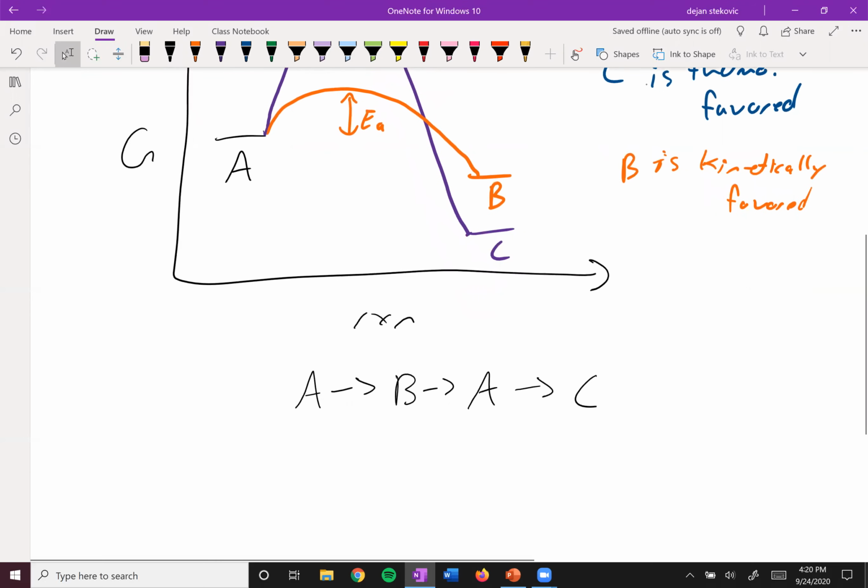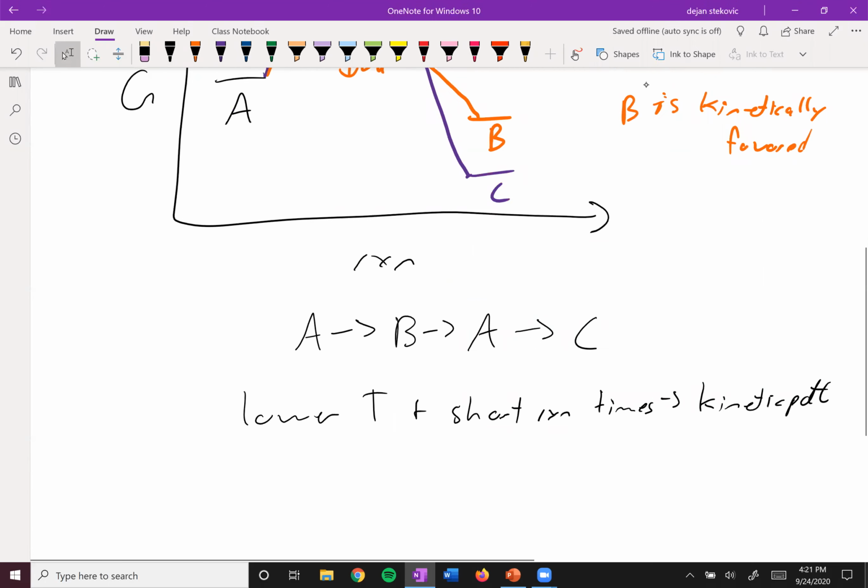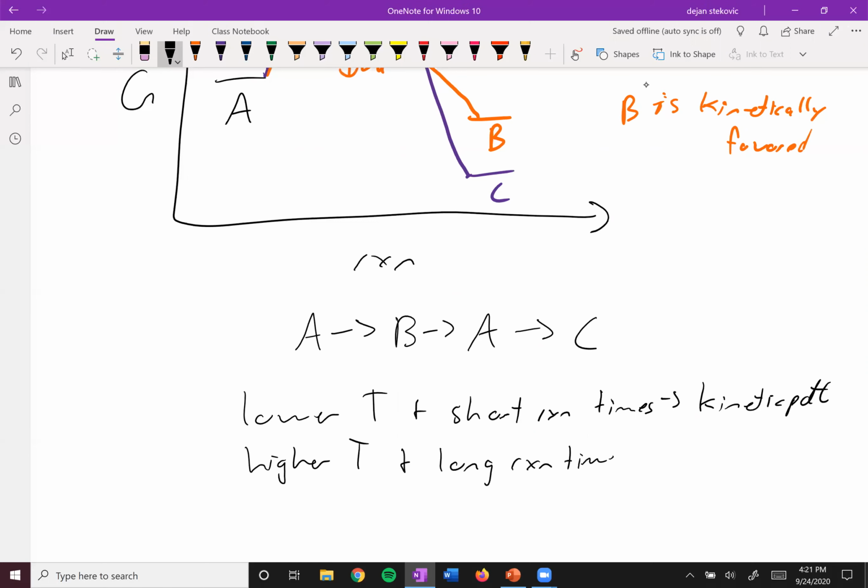In general, lower temperatures and short reaction times favor the kinetic product, while higher temperatures and long reaction times favor the thermodynamic product.